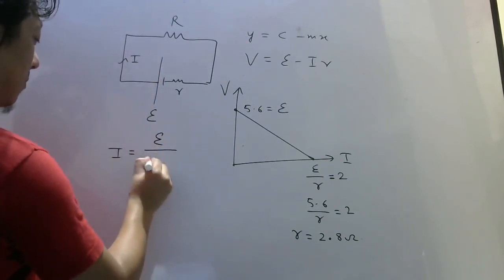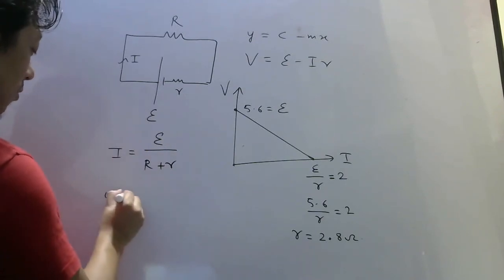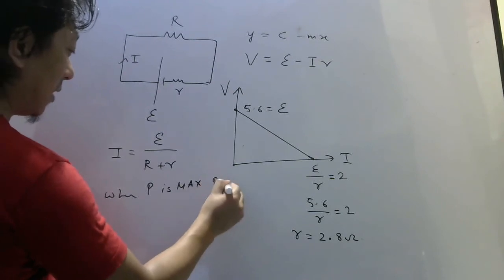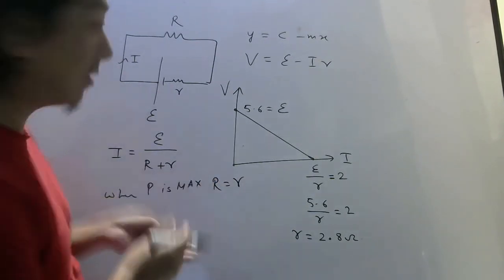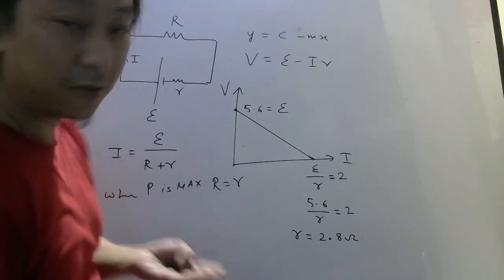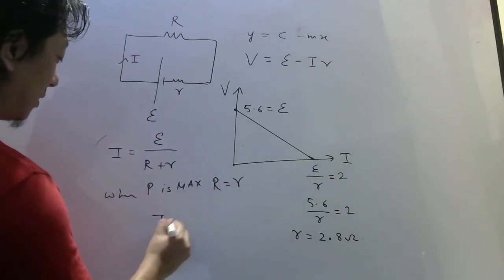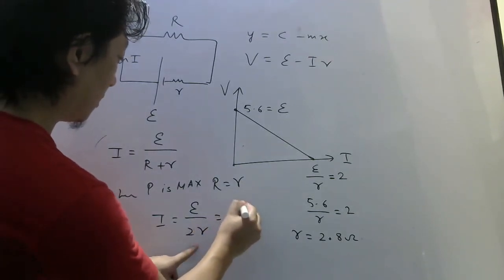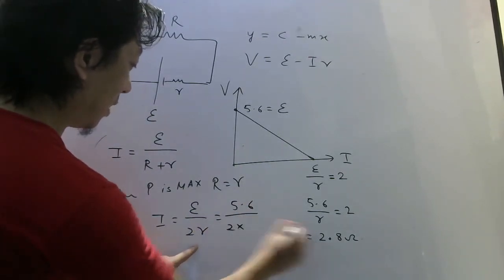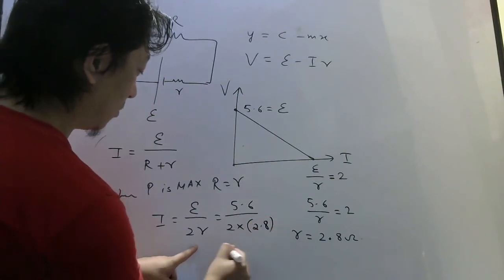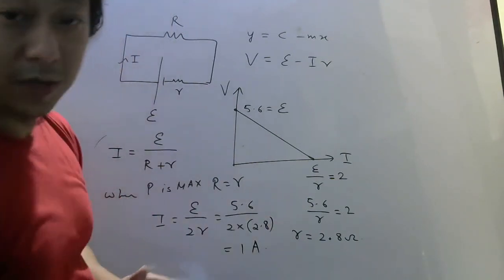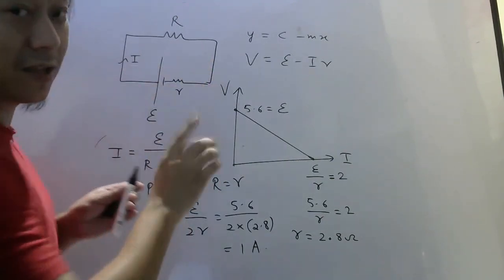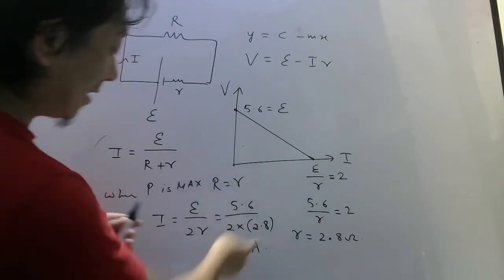Right? So now if they want current here, how much it will be? E by R plus r. And when power is maximum, we know capital R and small r are equal. External resistance and internal resistance should be equal. So I can now write current as directly E by 2r. So E is 5.6, 2 into small r is 2.8. So 1 ampere. So it means if you have more cells also in series, as long as they are identical, same answer you will get.